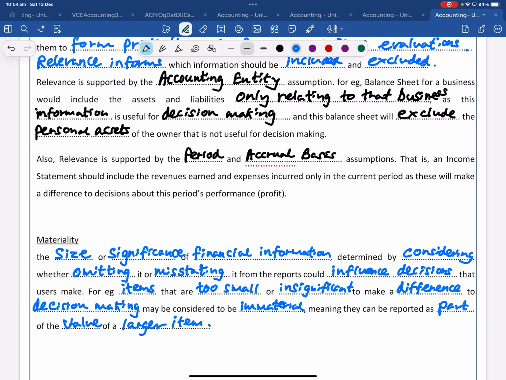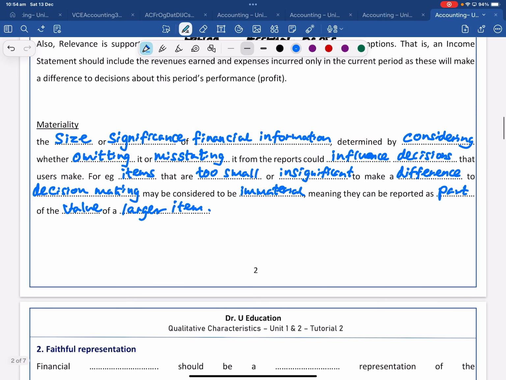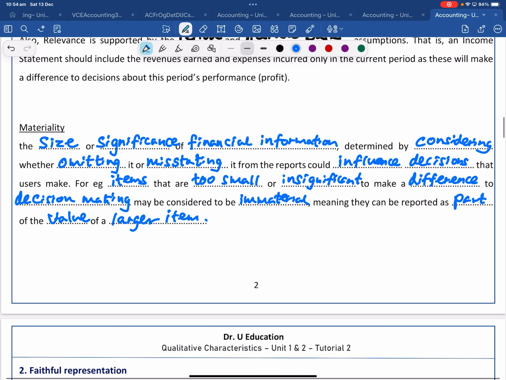Now, let's talk about the other part of relevance. Materiality. Materiality means what? You know the meaning of material, yes? What is material? Substance, yes. The composition, yes. Any other thing? Material, like material goods. Yeah. Materialistic. What does that mean?